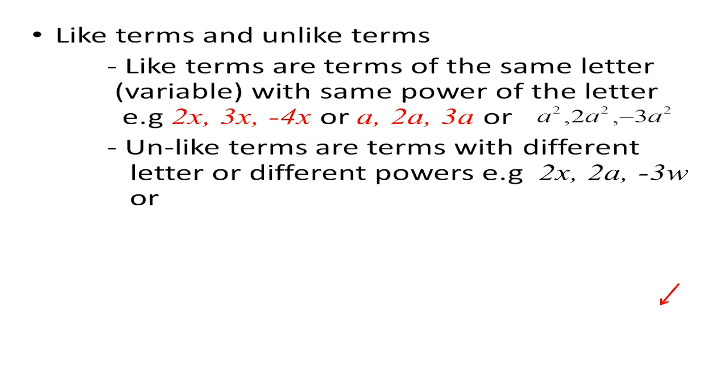Whereas unlike terms are terms with different letters or different powers. For example, 2x is not the same as 2a. They're not like terms, nor is negative 3w. Or 2a, 3a squared, 3a to the power of 5 and a to the power of 4 are all unlike terms.